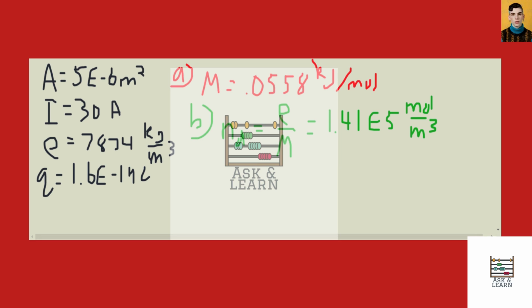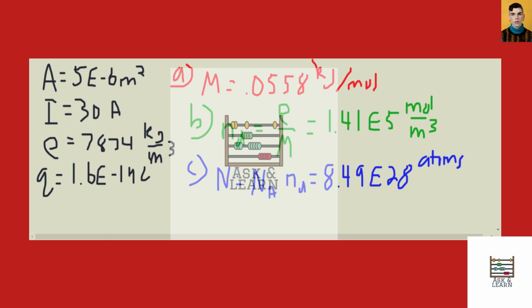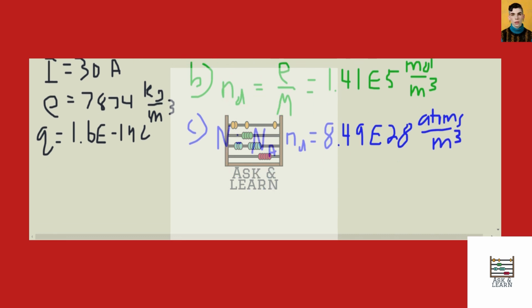meter cubed. Then for part C, we're looking for the number density of iron atoms. And so all we have to do is take our answer from part B and multiply it by Avogadro's number. So that's going to be 8.49 times 10 to the 28 atoms per meter cubed.